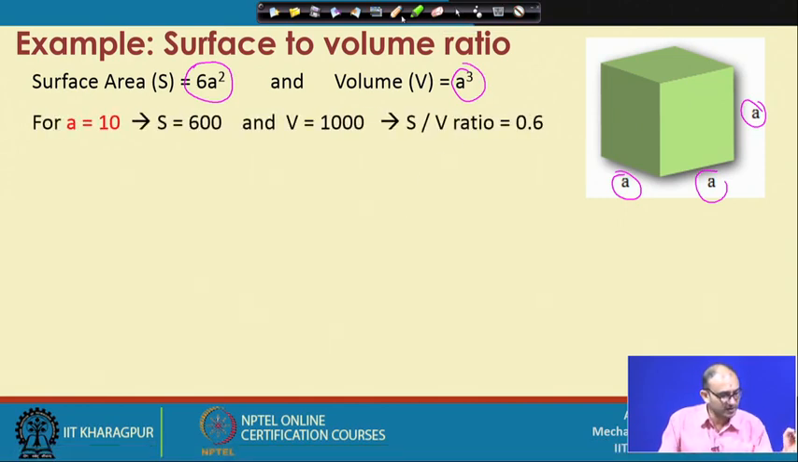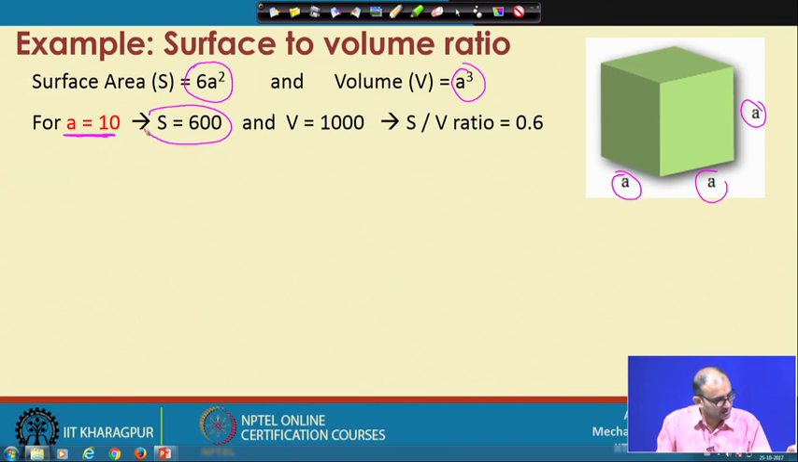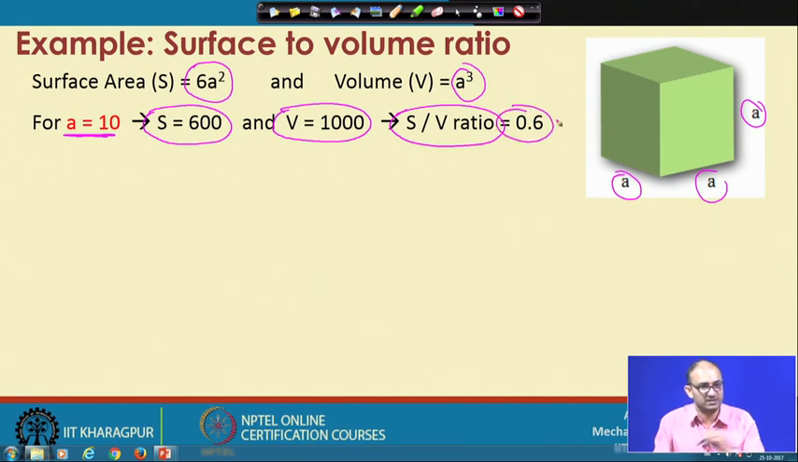Now, let us consider A as 10 right now. The 10 may be microns, millimeters, or it can be a meter scale also. If you put A equal to 10, S becomes 600 and V becomes 1000. Now, let us take the ratio of surface to volume. If you divide 600 by 1000, you end up with 0.6, correct.